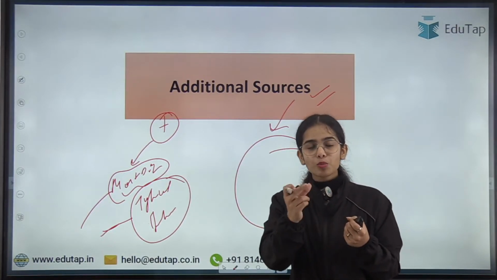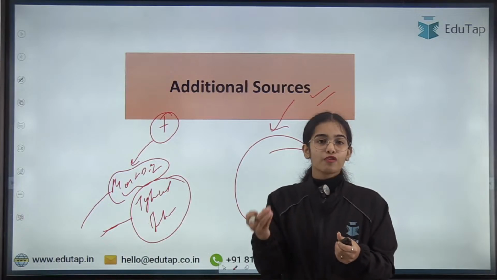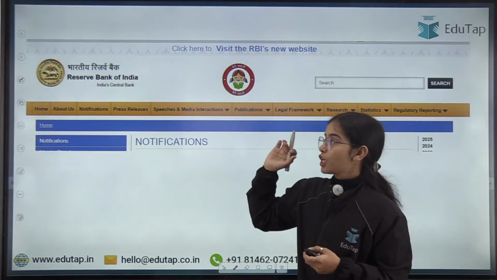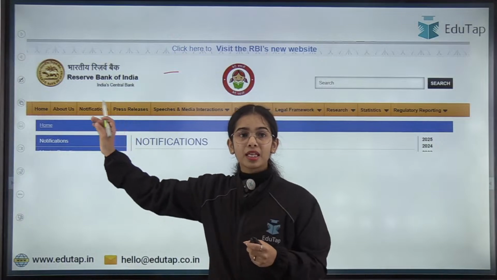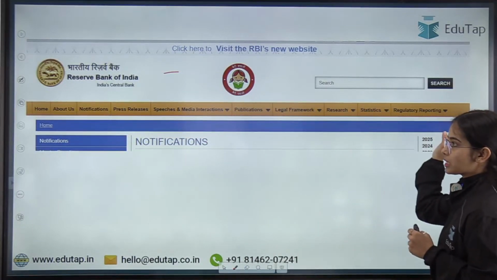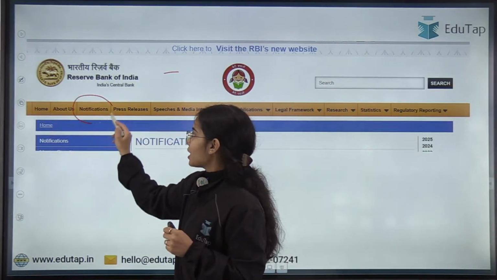But there are some small topics that you also have to cover. For that, there are additional sources. First of all, the RBI website. On the RBI website, you do not have to cover all of it. At least cover the notifications and press releases.